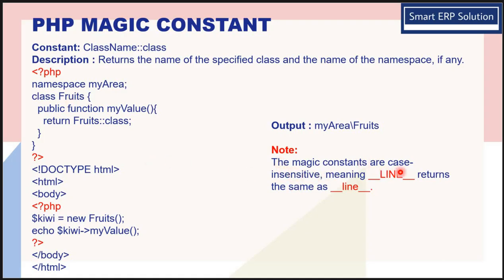Note: the magic constants are case insensitive, meaning __LINE__ returns the same as __line__. This line is written with all letters in capitals, and for this line, all letters are in small.